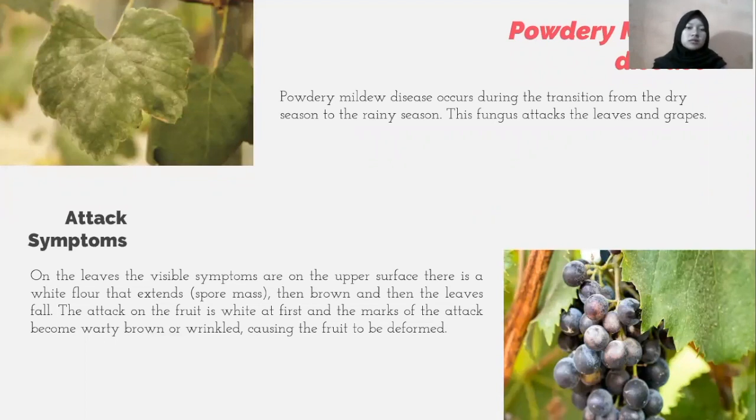Powdery mildew disease occurs during the transition from the dry season to the rainy season. This fungus attacks the leaves and the grapes. What are the attack symptoms? On the leaves, the visible symptoms are on the upper surface. There is a white powder that extends. There are spores, then the leaves turn brown and fall. The attack on the fruit is white at first, and the marks of the attack become warty, brown or wrinkled, causing the fruit to be deformed.